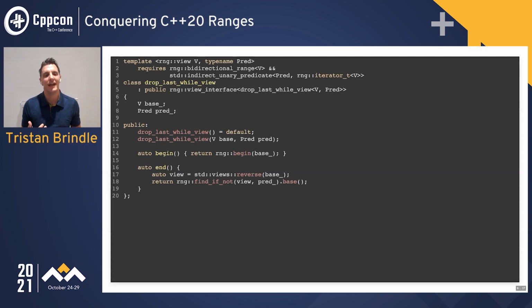So either of these, the first or the second way, is fine. What we can't do is call FindIfNot and pass standard views reverse base directly as the first argument. That's something we cannot do. And if you're wondering why I would need to do it in 2 steps, then watch last year's video because I cover that.